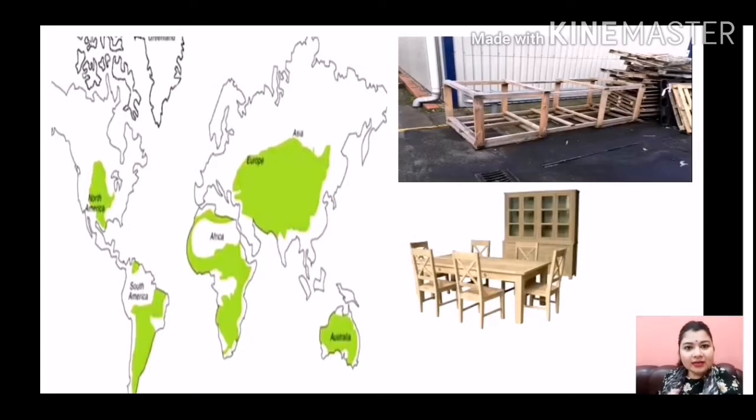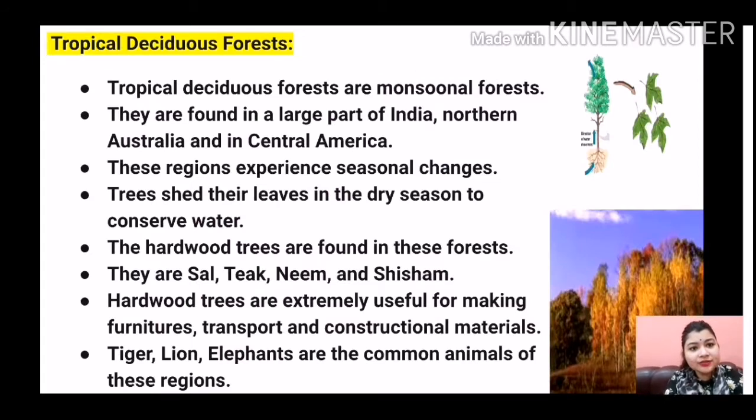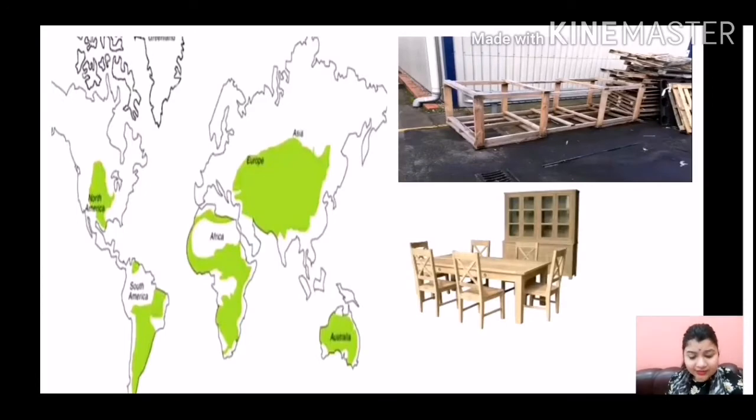The woods which are found in this forest are sal, teak, neem, shisham, and some kinds of hardwood trees, like sal, teak, shisham, which are used for making furniture. You can see the second picture here shows beautiful furniture made of hardwood tree, and also other constructional material, like the first picture is of constructional material.